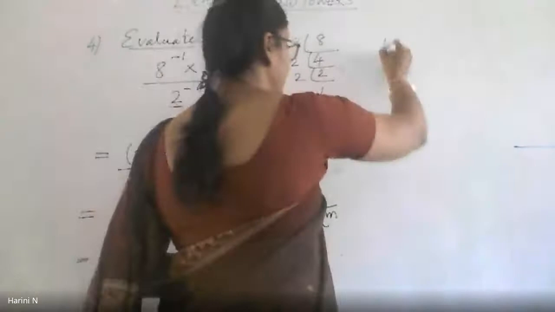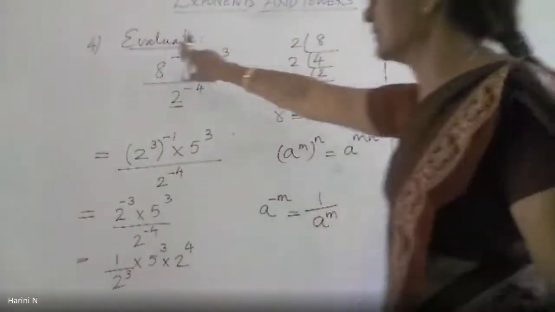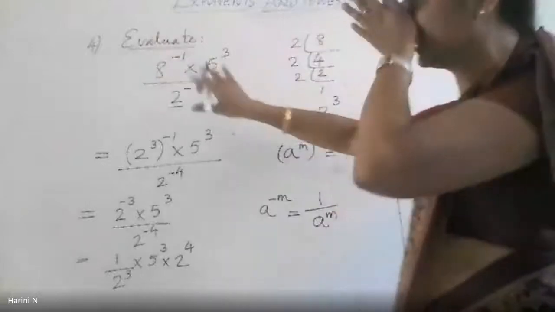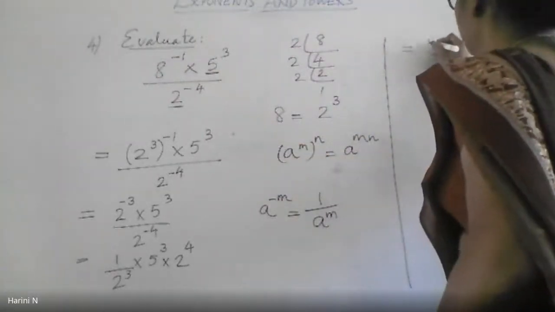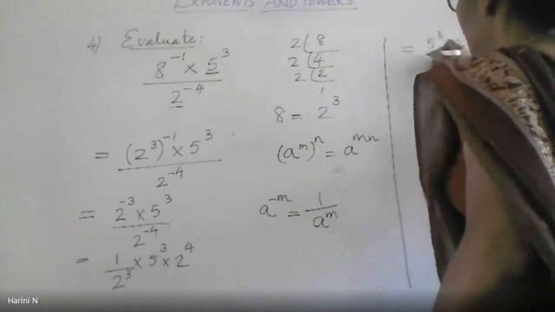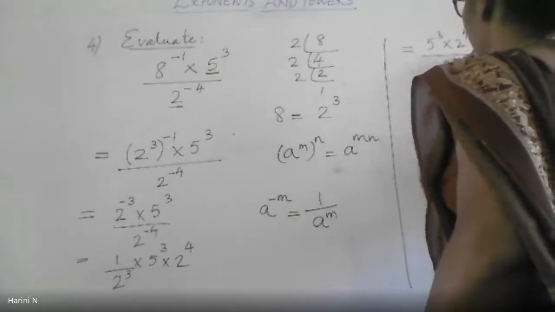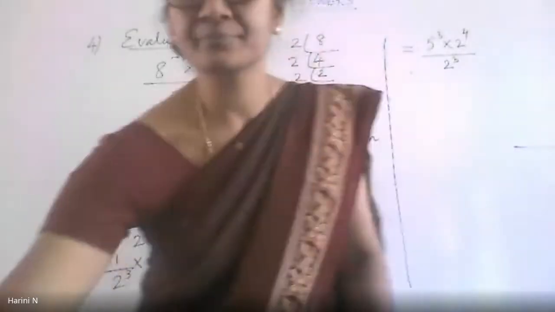So now all my powers have become positive. So what next? Now I can go and evaluate and find out what the answer is, because it is said evaluate, you have to give the final answer after all the multiplication is over. So what I have in the numerator is 5 to the power 3 into 2 to the power 4 divided by 2 to the power 3. Now is there any other law that you are able to see here?